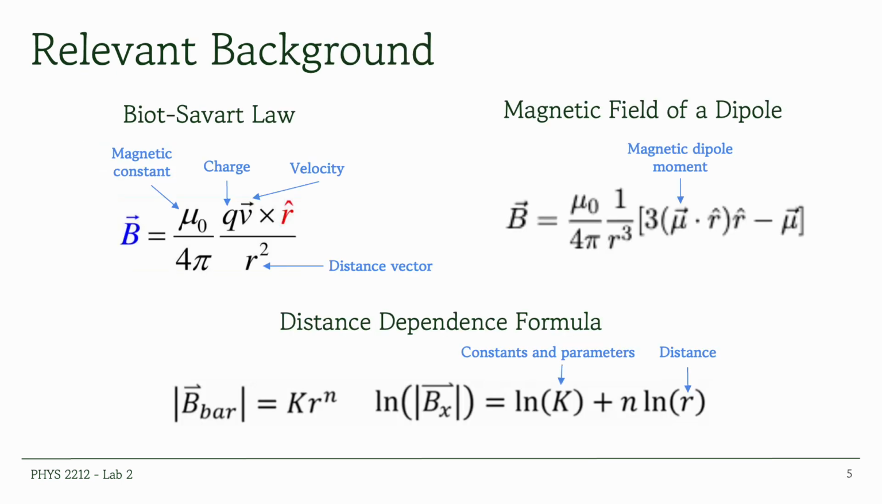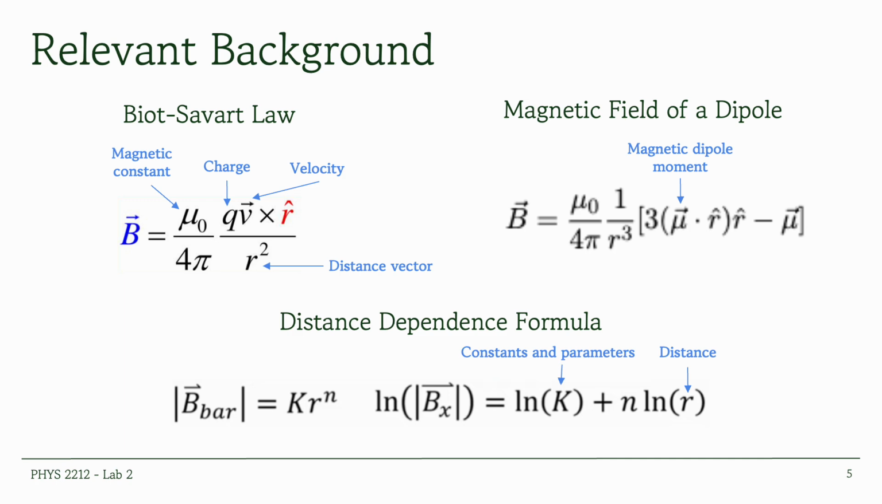Some relevant background we'll need to know before we get into the lab starts with the Biot-Savart law, which relates the magnetic field at a point for a tiny current element where the charge of that element is described by Q, and taking the cross product of the position and velocity vectors can yield the magnetic field.